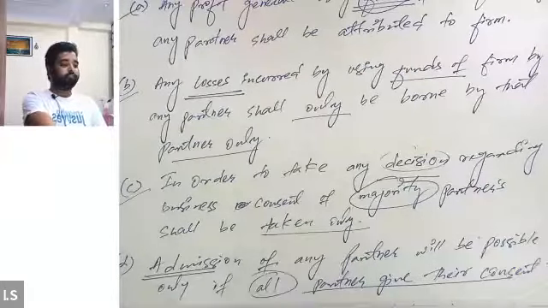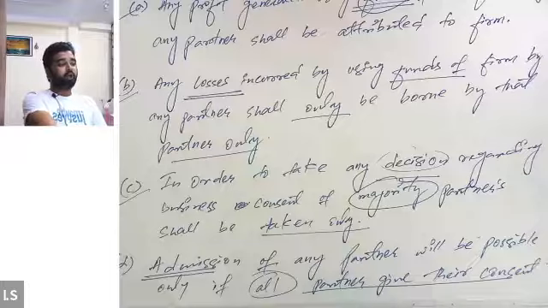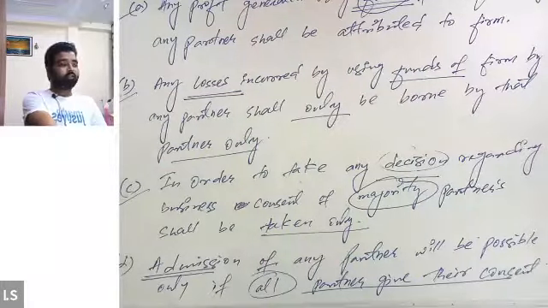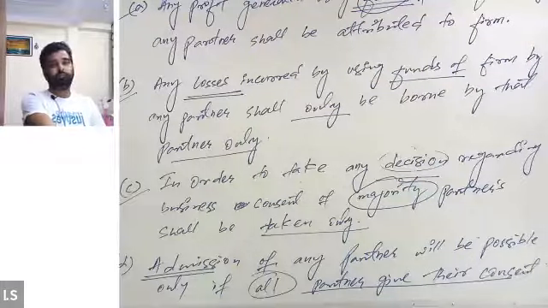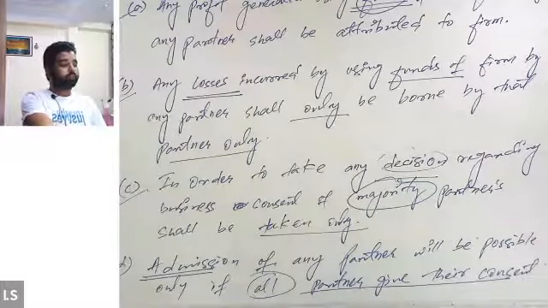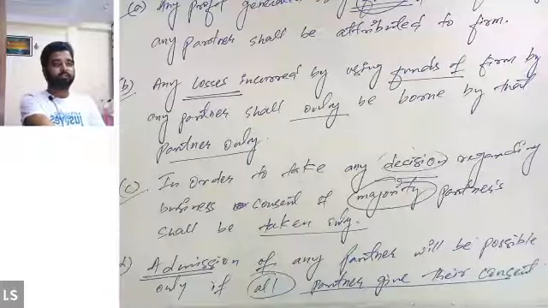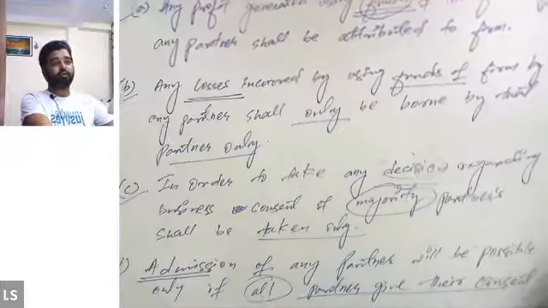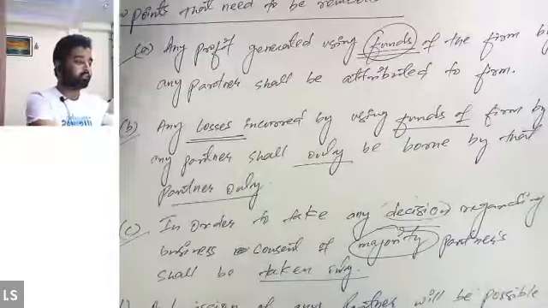Tell me, guys, are all four points clear to you? The first point was about how a profit will be treated if a particular partner has misappropriated funds for his personal use. I have told you that such profit shall be divided among the other partners as well. But if he has incurred losses by misappropriating the funds of the business, then he has to bear the losses on his own. He cannot ask for contribution. Then point number C, I've told you that in order to take any decision, the consent of the majority of the partners is applicable. But in order to introduce a new partner, we need to take the consent of all the partners. Tell me, guys, is everything clear till this point?